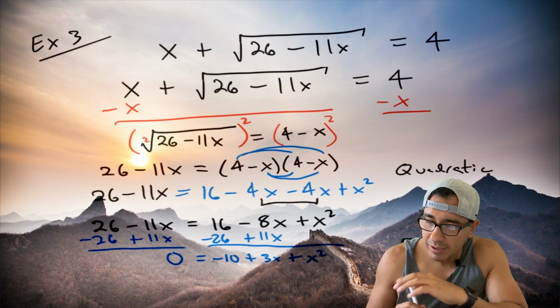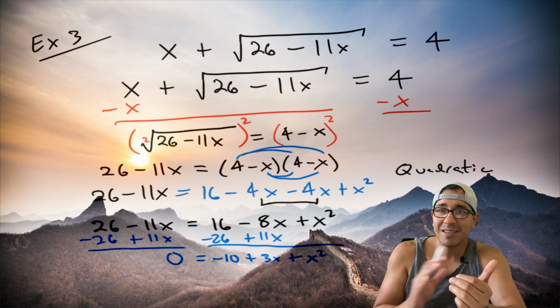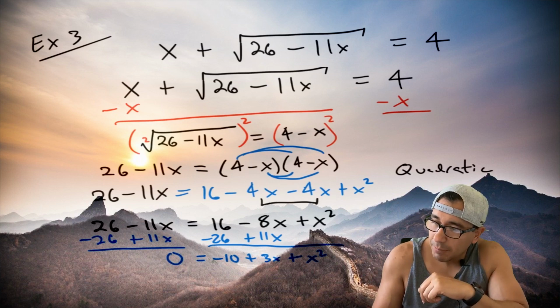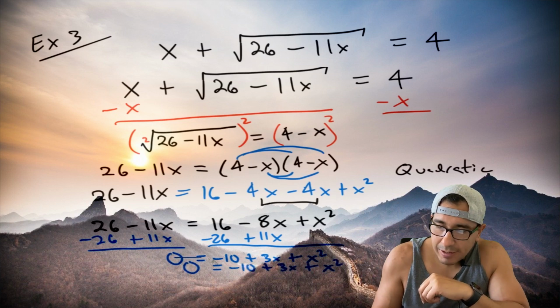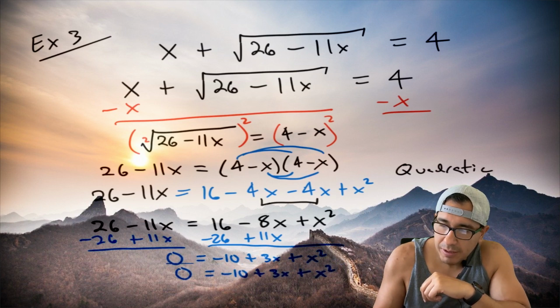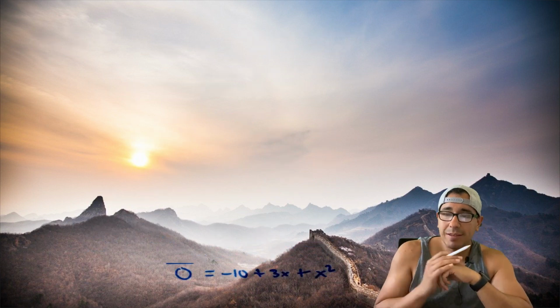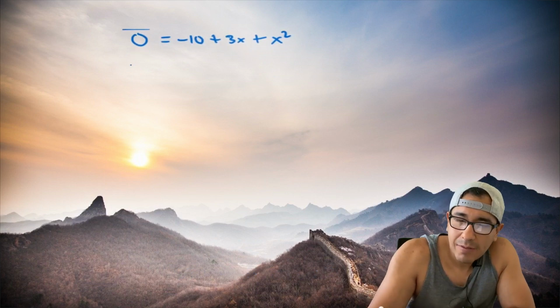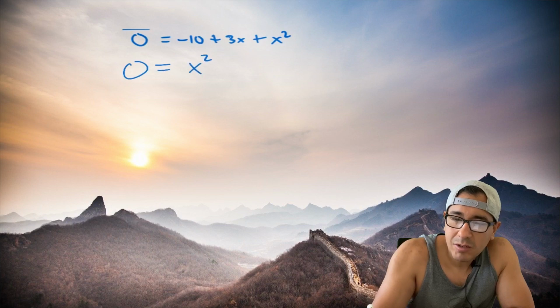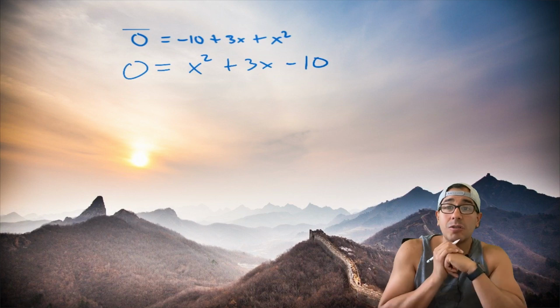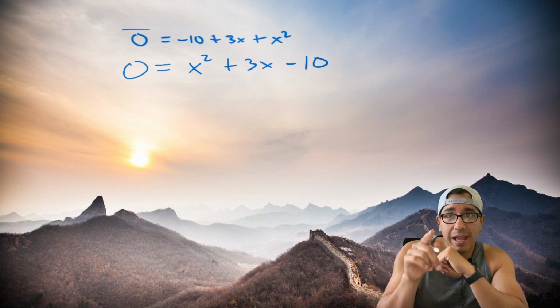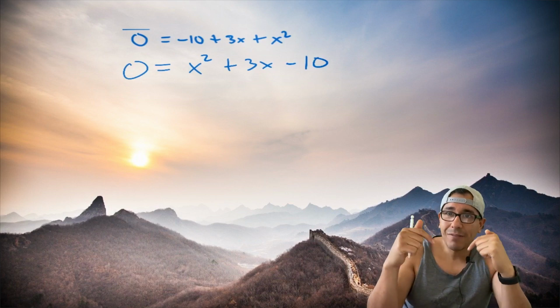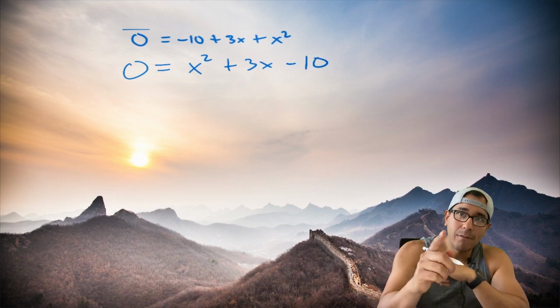So what we're gonna do is let me rewrite this in descending order. So let me copy this and let's rewrite this in descending order. So what we have is 0 equals x squared plus 3x minus 10. So we have to factor this trinomial. If you need help factoring trinomials, we got a video down in the description for you.